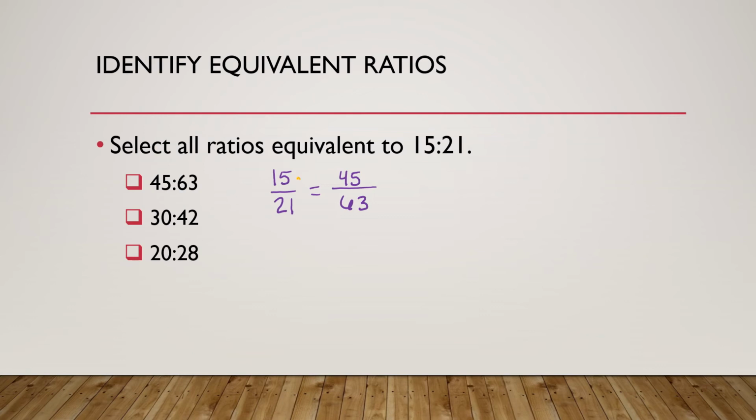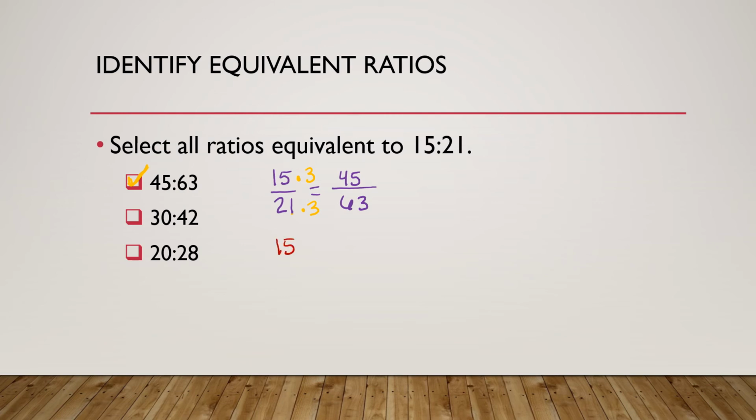So I know that 15 multiplied by 3 gives me 45. So I need to check and see, is 21 times 3 63? And we can see that 3 times 1 is 3, and 3 times 2 would be 6, which would be 63. So yes, this is an equivalent ratio to 15 to 21. Now I need to check my next one.